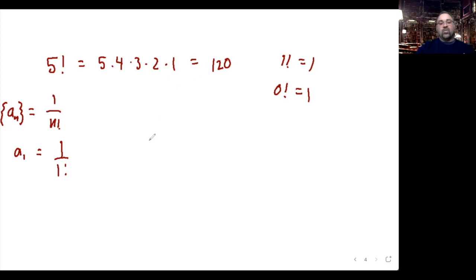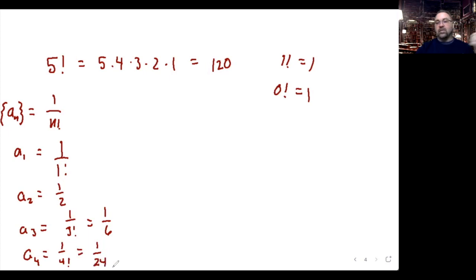So you'll see, we'll see stuff like this a lot. Okay, A1, what's A2 going to be then? Oh, that's going to be 1/2. What's A3 going to be? Well, that's 1 over 3 factorial, which is 1/6. What's A4 going to be? Well, that's 1 over 4 factorial, so that's 1/24, and so on, like so.